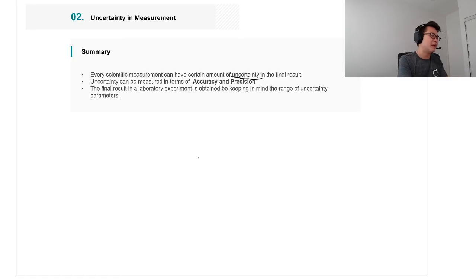The uncertainty can be measured in terms of accuracy or precision; in other words, accuracy and precision can be represented by the uncertainty of your measurement. So the final result in a laboratory measurement is obtained by keeping in mind the range of uncertainty. When you proceed to work on your experiment and take a measurement for the mass, the volume, something like that, you should have an idea that each has a specific range of uncertainty.